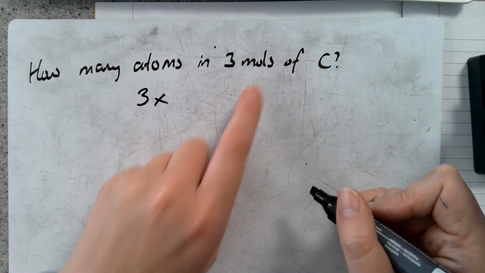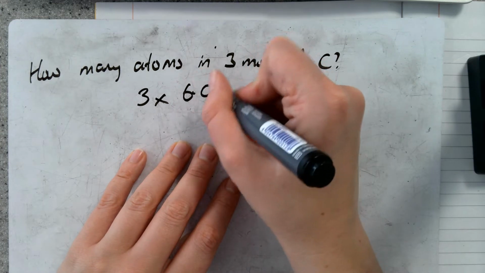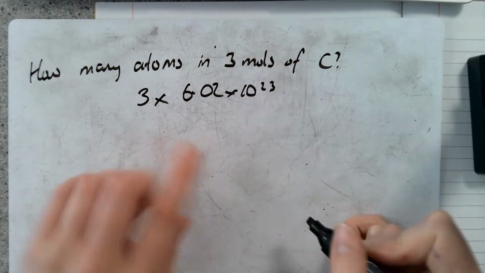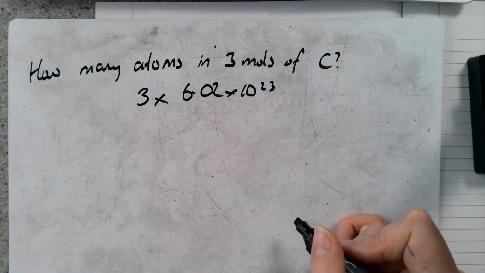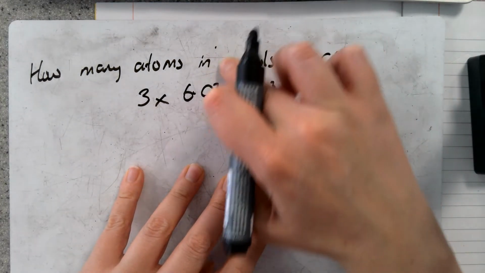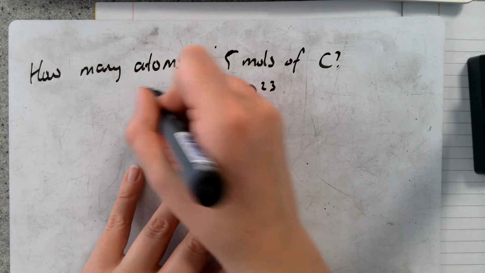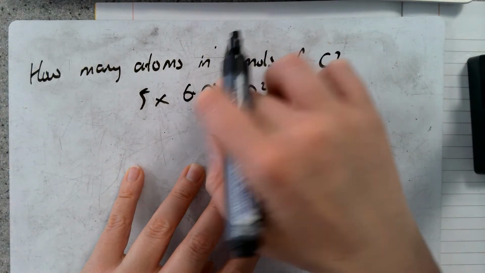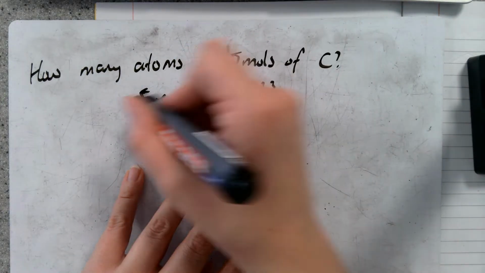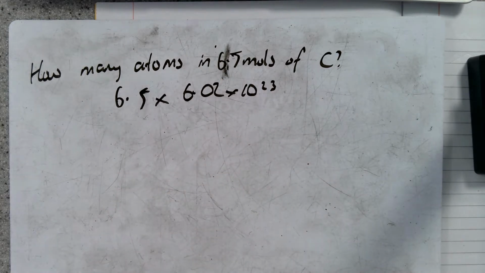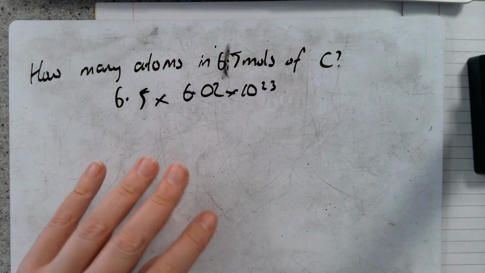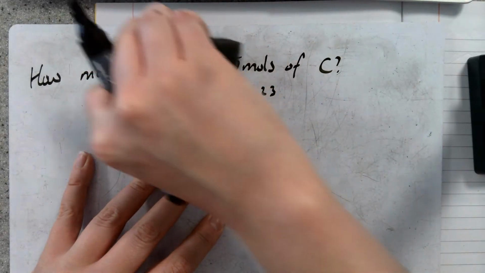If I've got 3 moles of it, the word mole represents the number 6.02 by 10 to the 23. So it's going to be 3 multiplied by this number. If I change that to 5 moles of carbon, then it would be 5 multiplied by that number. If I used a decimal, if I had 6.5 moles, it would be 6.5 times that number. I change this to something else.